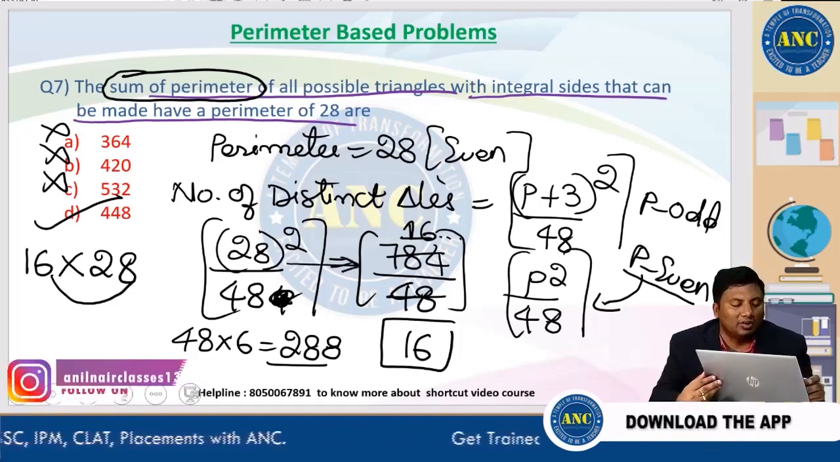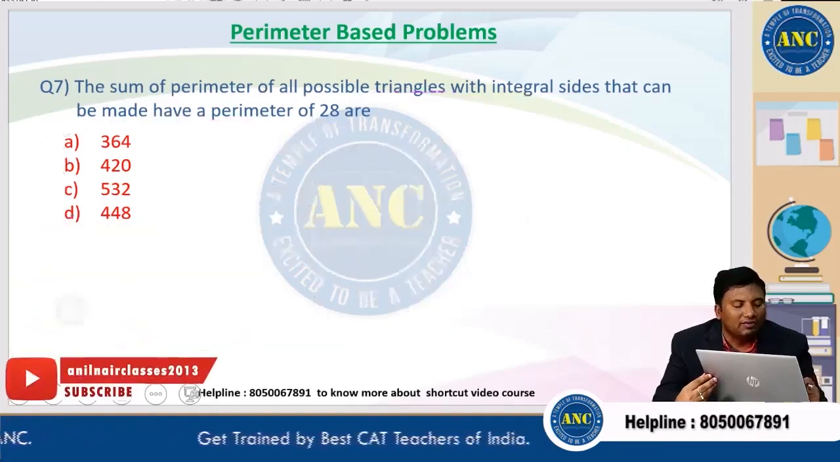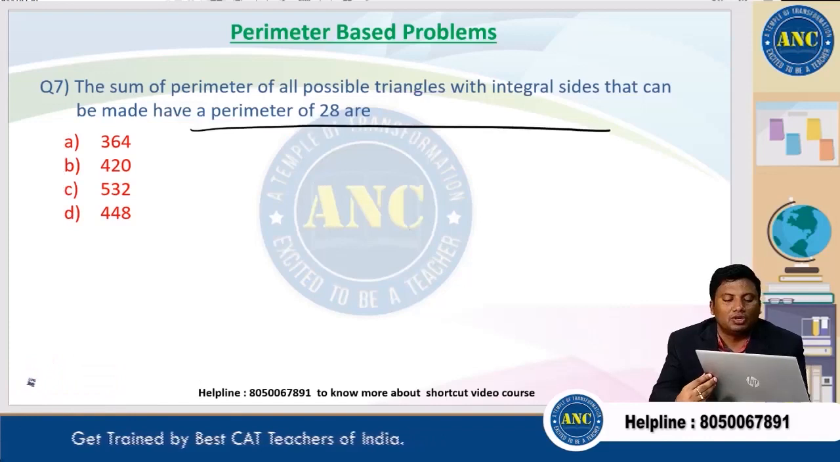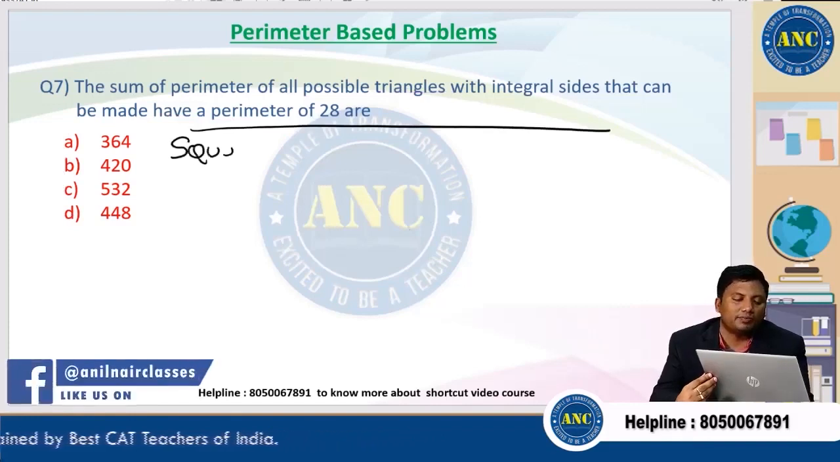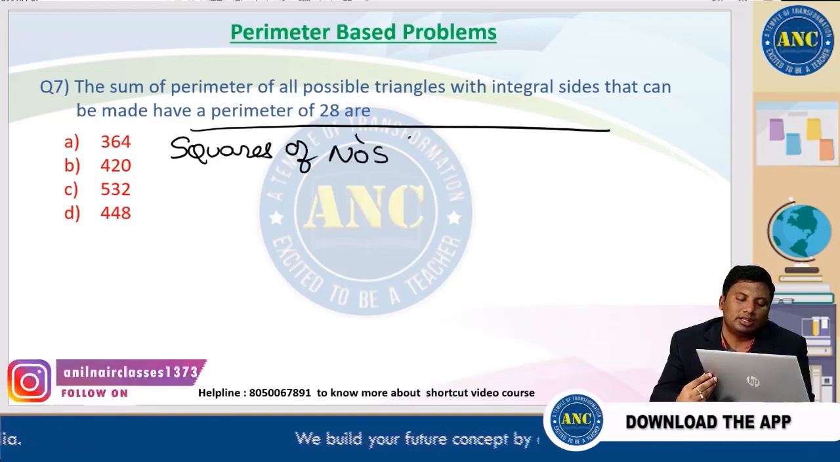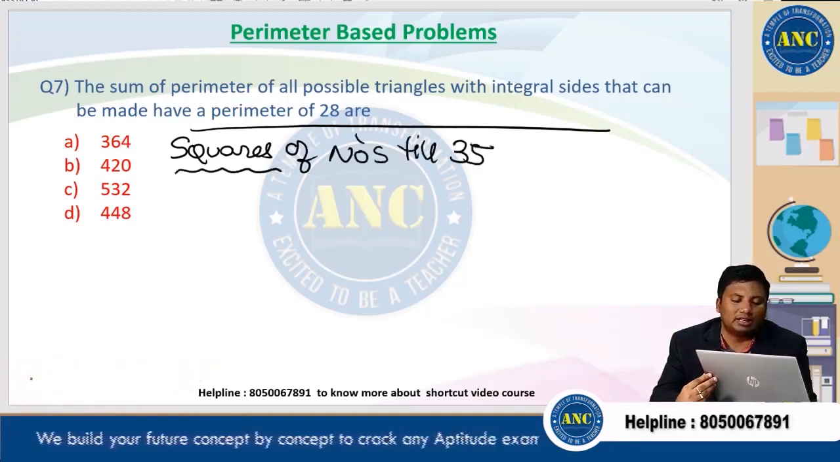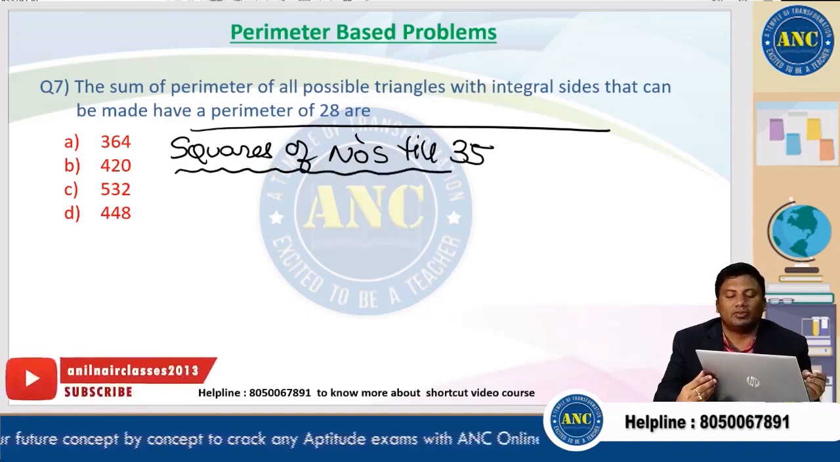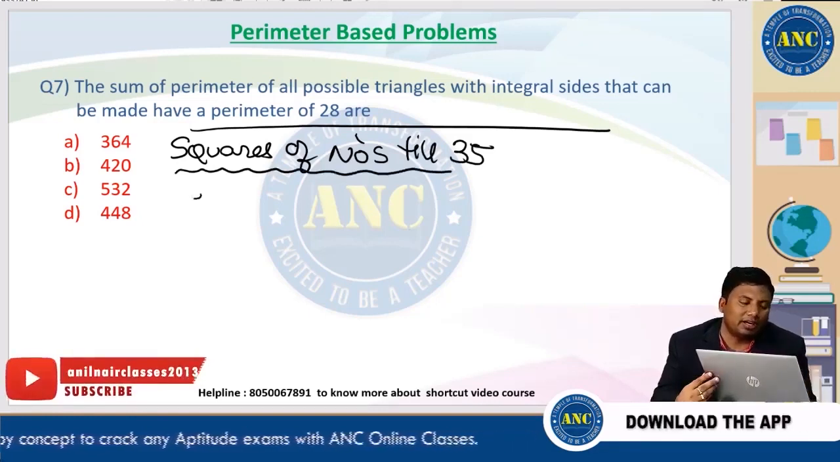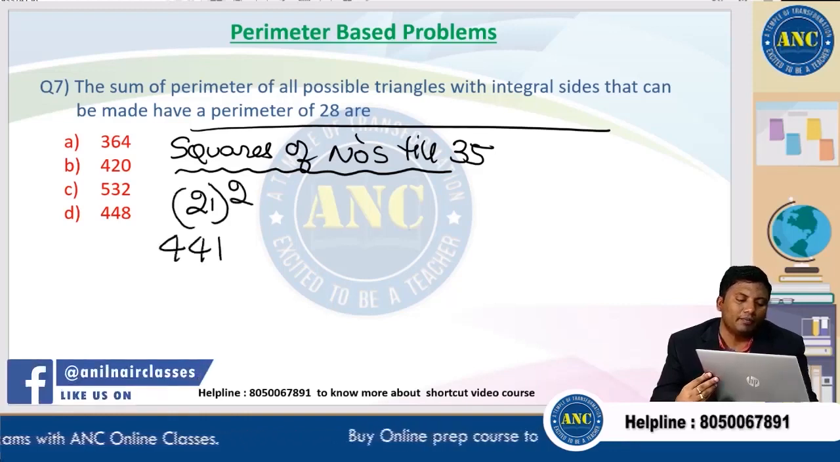Please write down a logic. This is where your speed calculations will be immensely helpful. Square of the numbers till 35. Let us do till 25, 35 will automatically come. 21 square is 441.